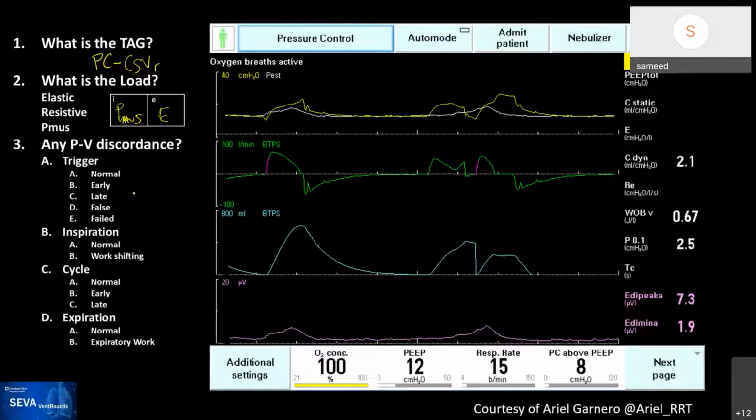PV discordance. Now the trigger for the first breath, I think it's pretty congruent. There's a NAVA spike that results in a breath, but for the second breath, there's a mandatory breath that is given, or at least a non-triggered, machine-triggered breath that's given, followed by a patient-triggered breath, which corresponds to the spike on the NAVA.